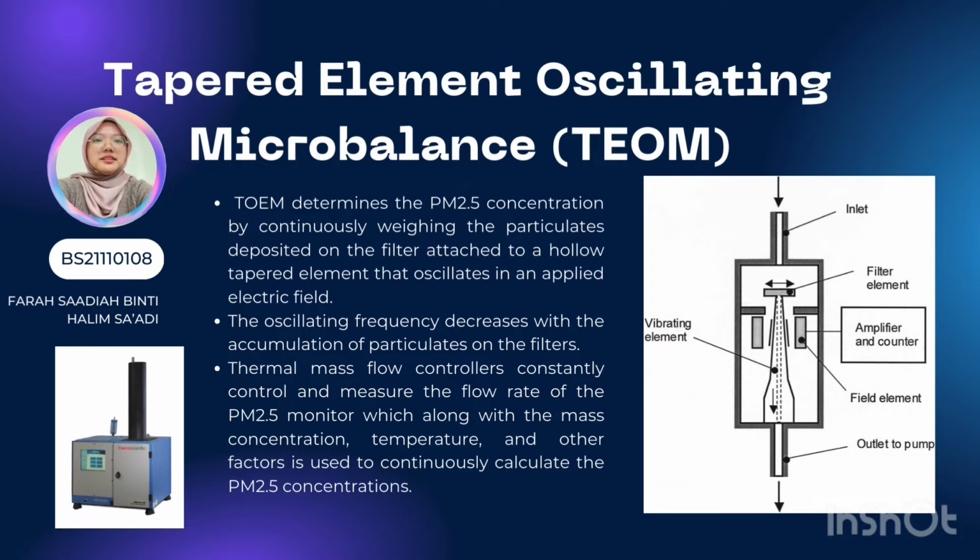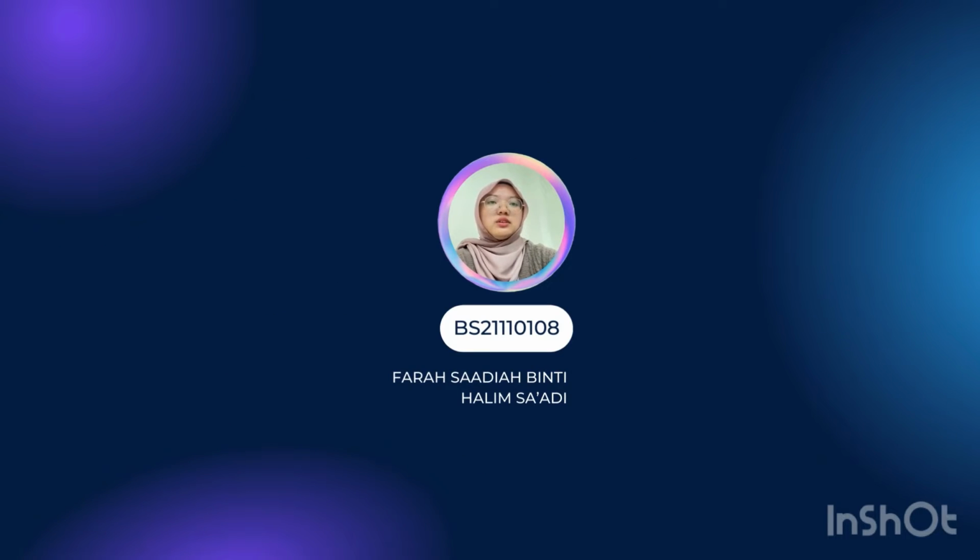The tapered element oscillating microbalance determines the PM2.5 concentration by continuously weighing the particulates deposited on the filter attached to a hollow tapered element that oscillates in an applied electric field. The oscillating frequency decreases with the accumulation of particulates on the filter. A thermal mass flow controller constantly controls and measures the flow rate of the particulate matter 2.5 monitor, which, along with the mass concentration, temperature and other factors, is used to continuously calculate the particulate matter 2.5 concentration. So among all of the methods to detect particulate matter, light scattering and gravimetric analysis are usually used in the detector.